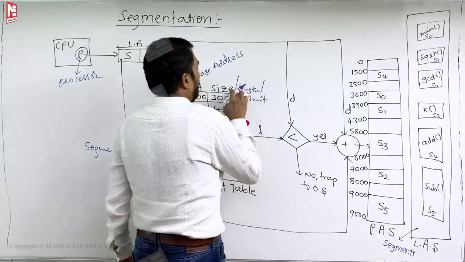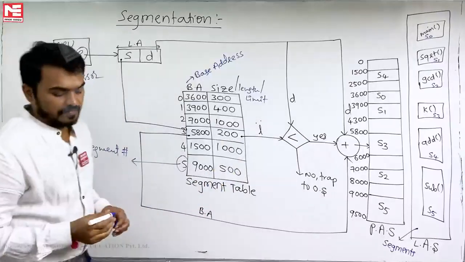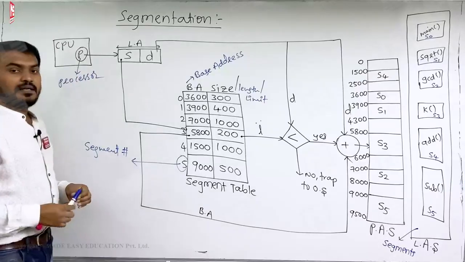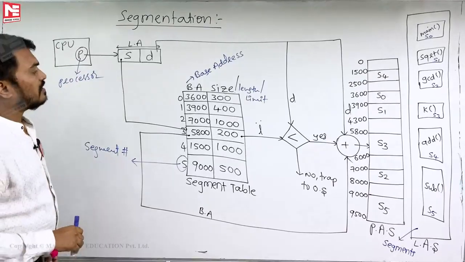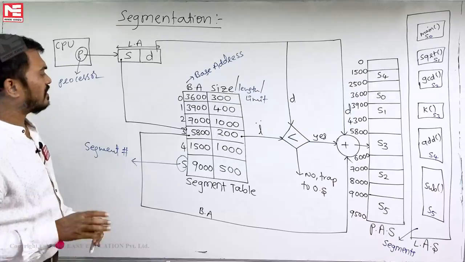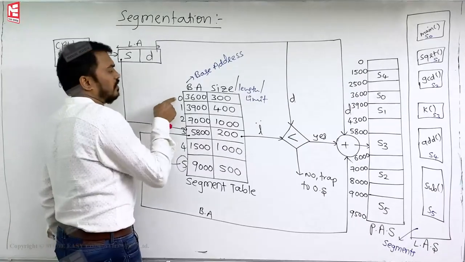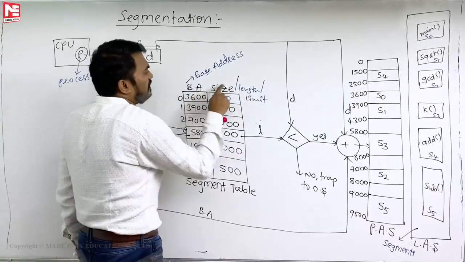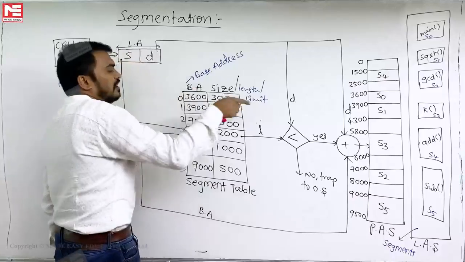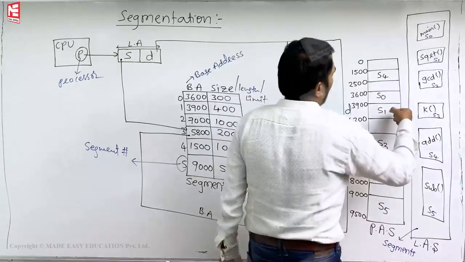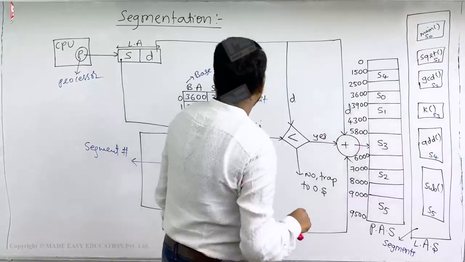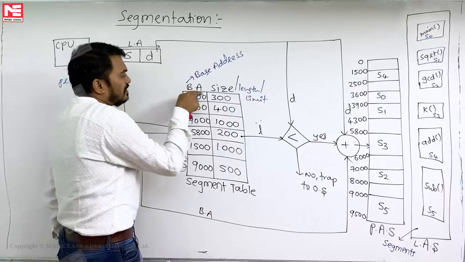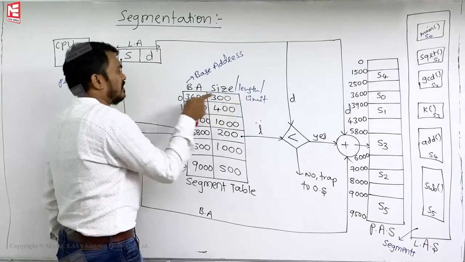So it is called the length of the segment or the limit of the segment. Copy it down. Now let's understand the meaning of base address and size. For segment number 0, base address means starting address. Base address is 3600 and size is 300. Check in the physical space, where is segment number 0? Here.